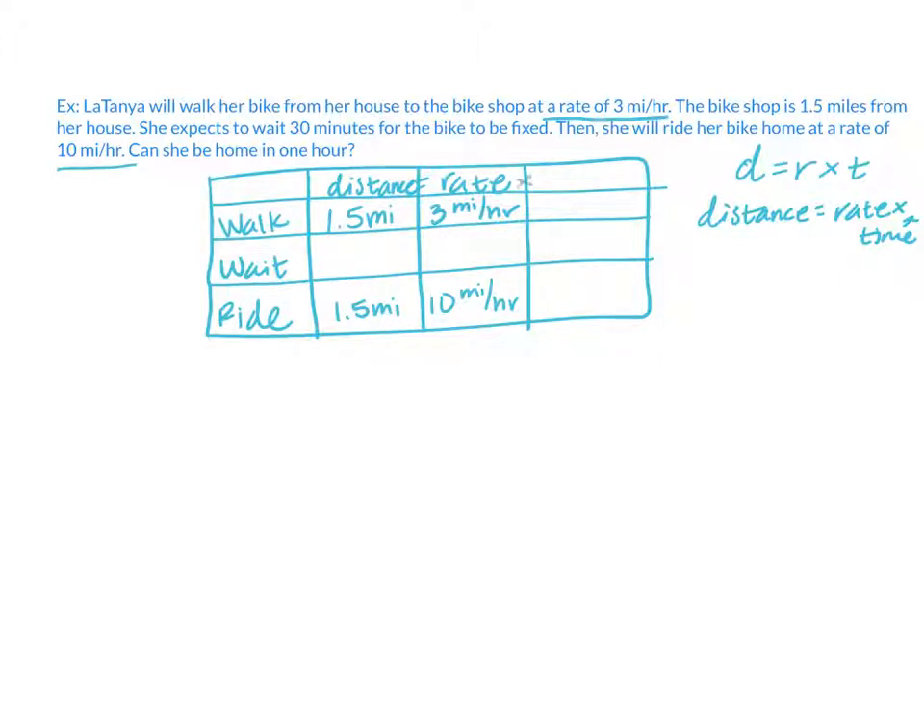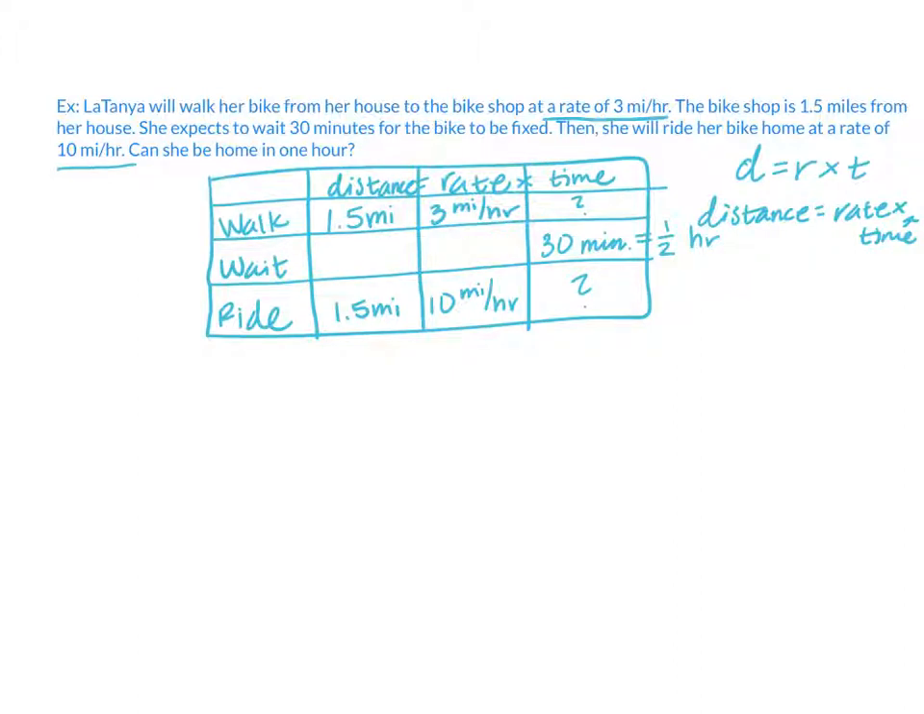So then the time it takes is unknown to us. We don't know how long it's going to take her to walk to the bike shop. We don't know how long it's going to take her to ride from the bike shop. But we do know that she waited 30 minutes at the bike shop. So now what we're going to do is we're first going to convert 30 minutes into an hour, because our rates are all in hours, if you notice. So we're going to convert this into an hour, and 30 minutes is 1/2 of an hour, because there are 60 minutes in an hour.